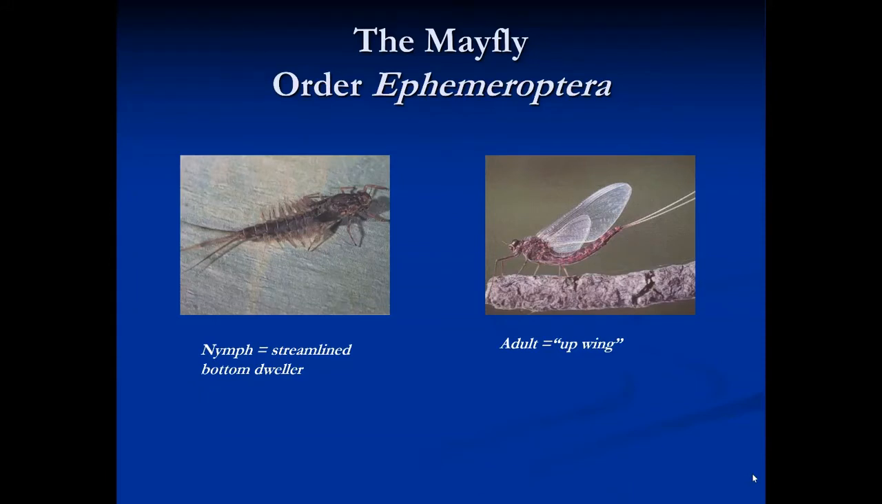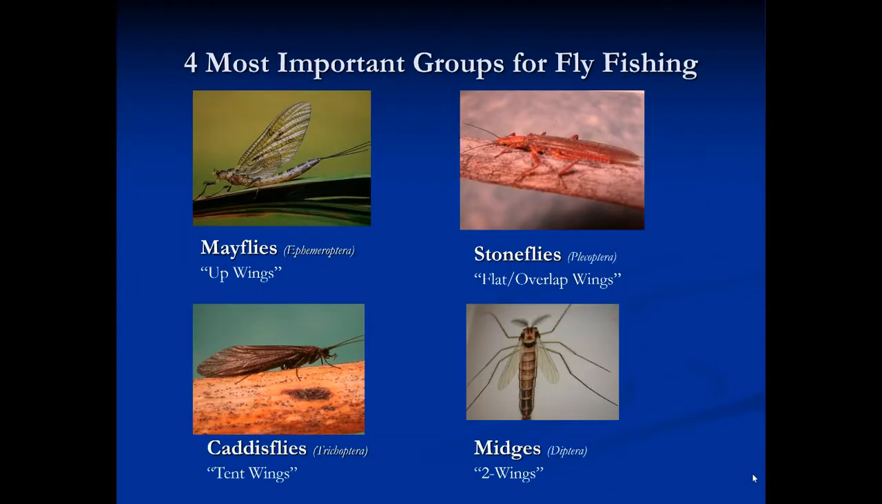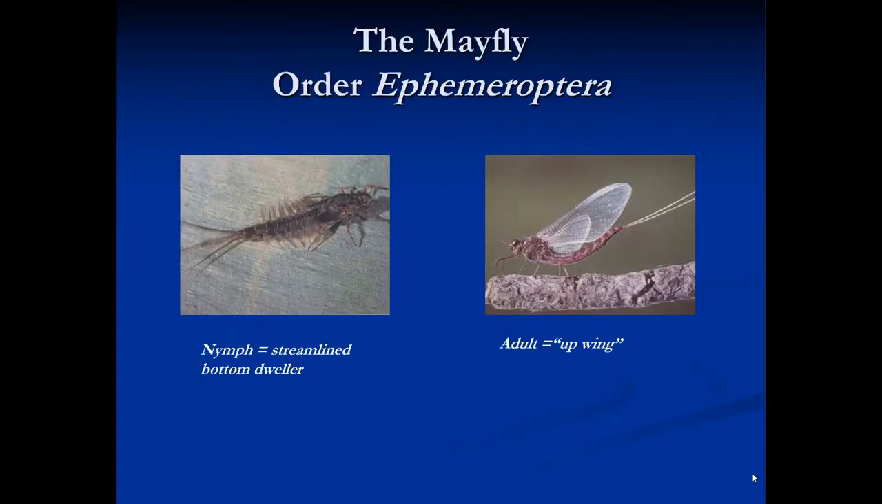So here are our four groups. The mayflies are upwings, the stoneflies are flat wings, the caddisflies are tent wings, and the midges are the two wings. Now we're going to go through each of the four groups and introduce you to the kids and the adults. The kids live underwater and the adults live above water, which is pretty amazing if you think about it. They have to breathe with gills underwater, and then they have to make a huge change to be living up in the air when they're an adult.